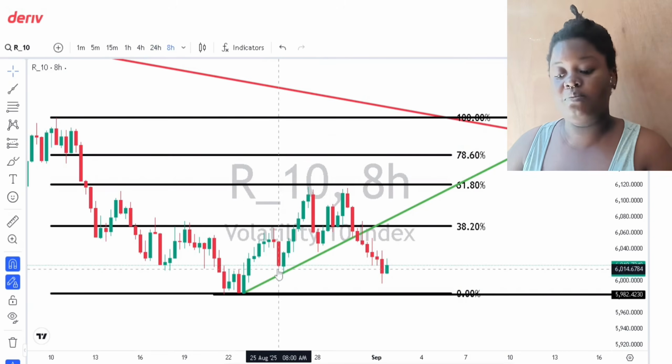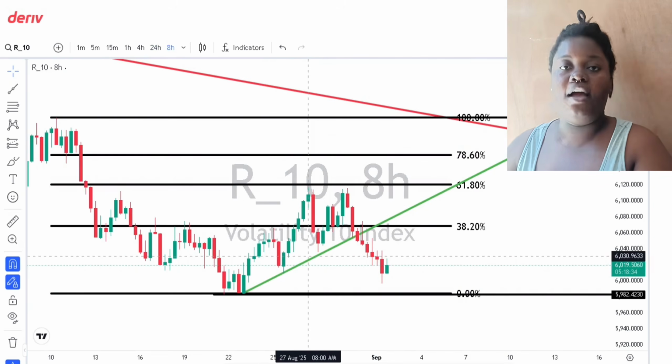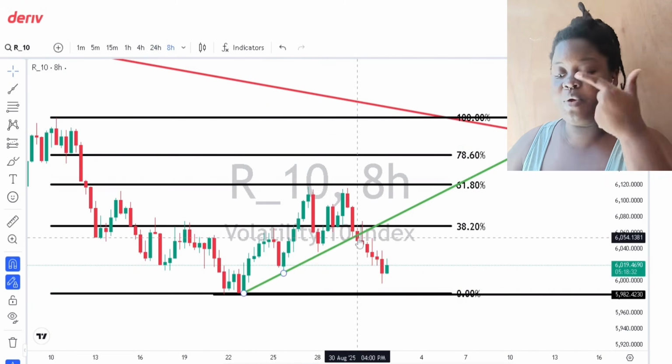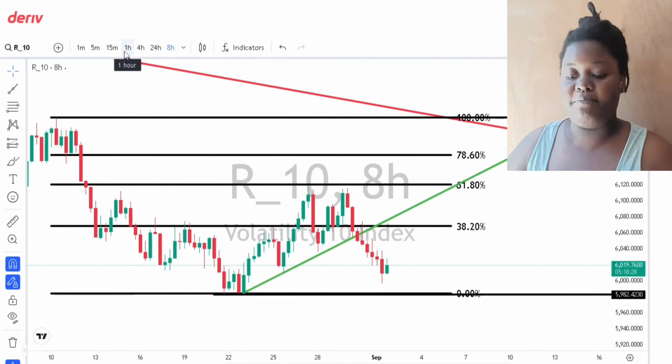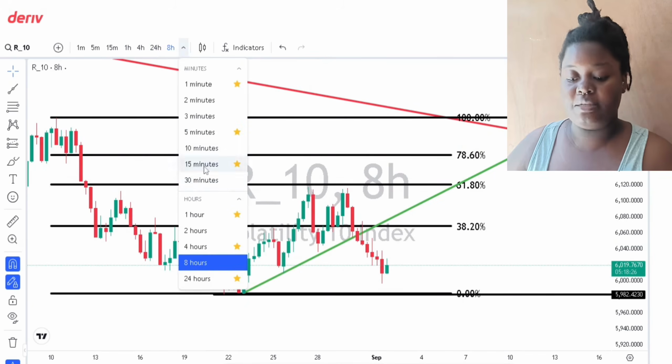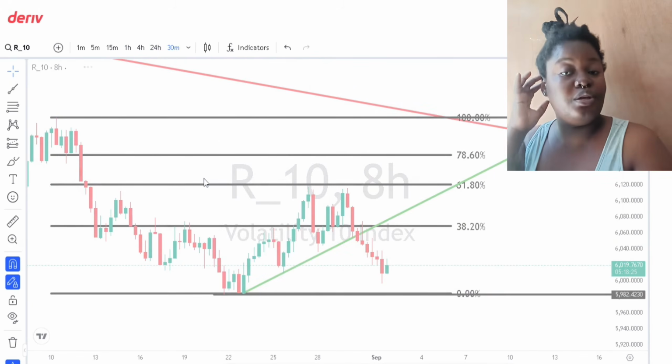Basically, look for setups along this green trend line, keeping in mind that we're waiting on the market to break the green trend line. So this is what I mean. We're going to go down on the 30-minute time frame, and I'm going to show you what I'm talking about.